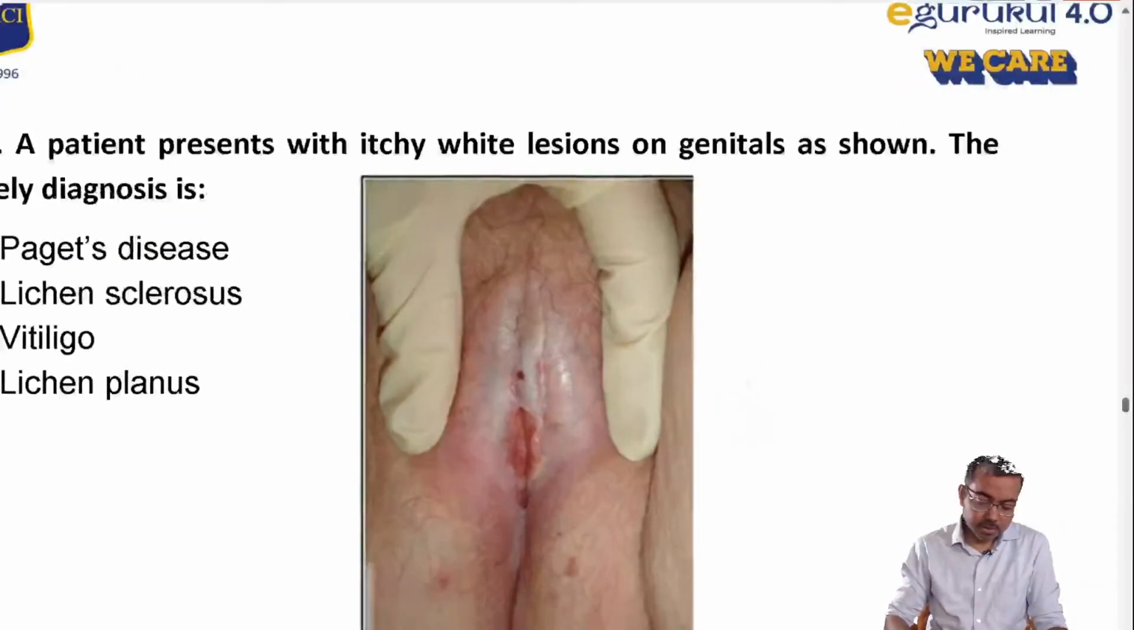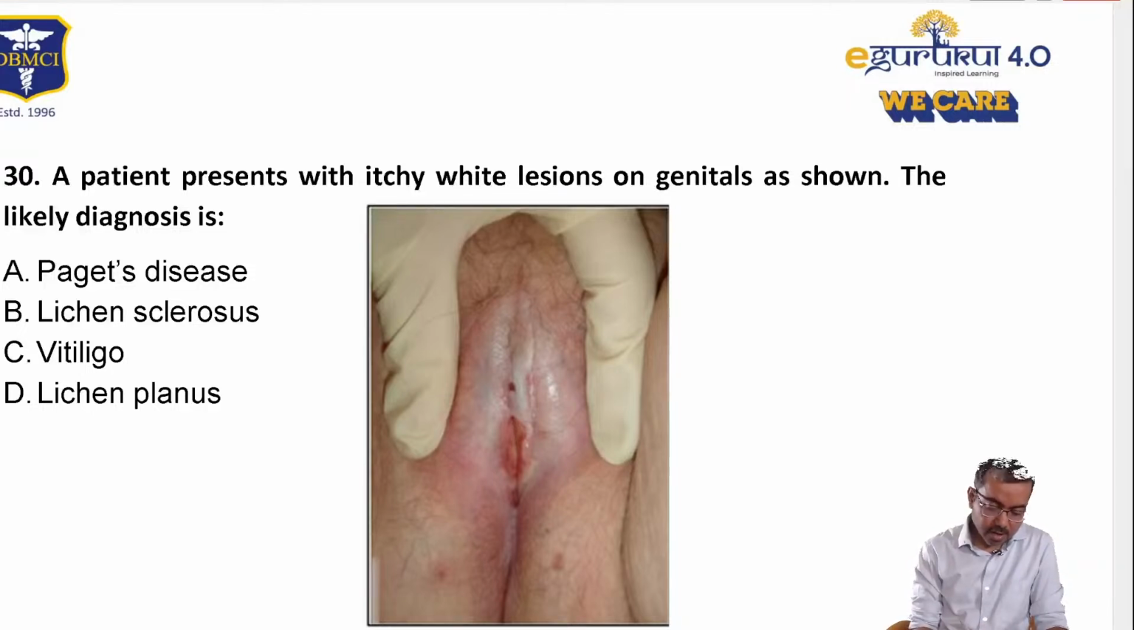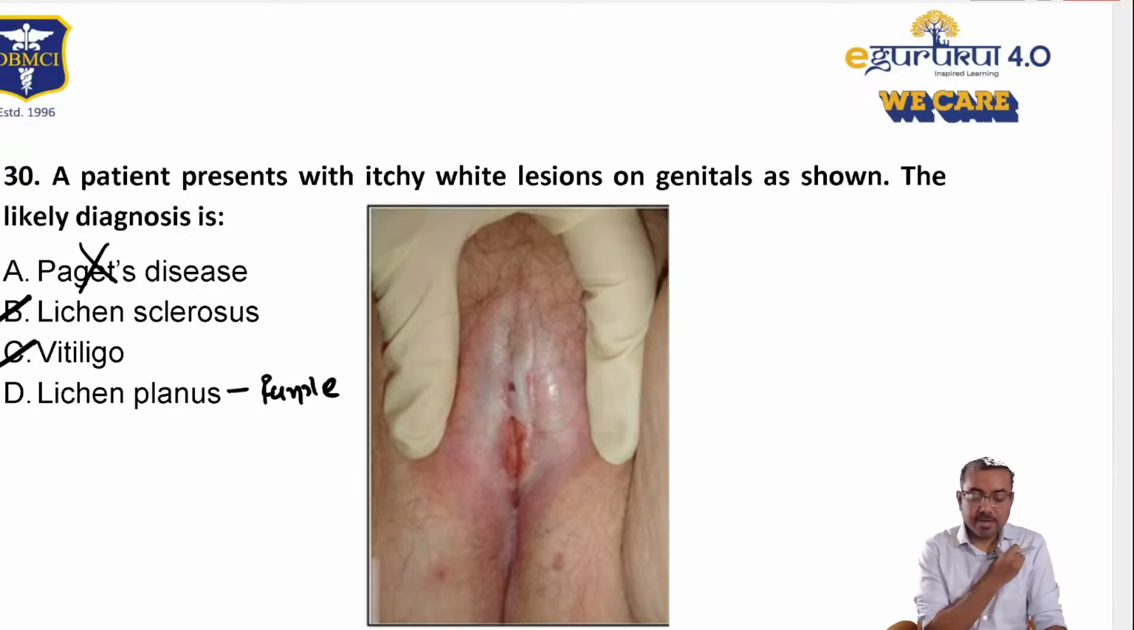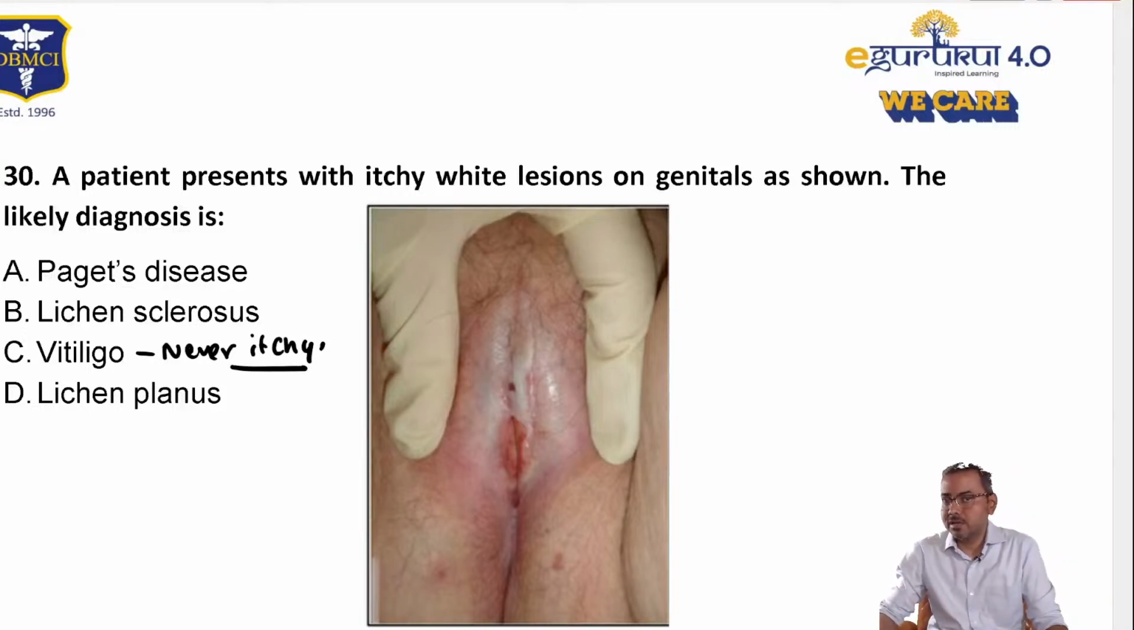Okay. Now this is an important question. A patient presents with itchy white lesion on the genitals as shown. Likely disease? Now look at the options. Now forget about page edge. Now lichen sclerosus, vitiligo. Now lichens will be usually purple, so that again is unlikely. So you have to decide between vitiligo and lichen sclerosus. Now vitiligo is never itchy.